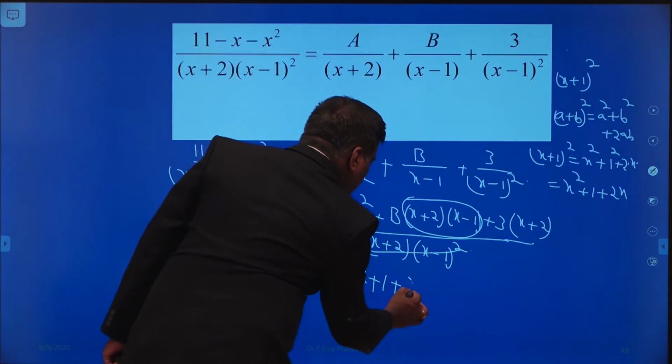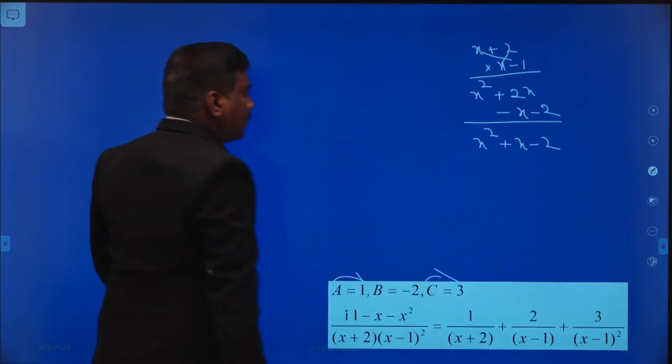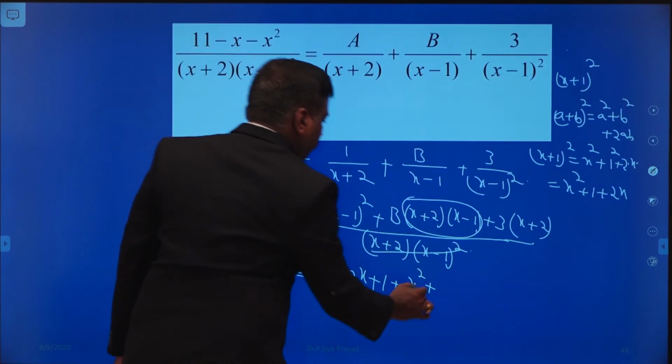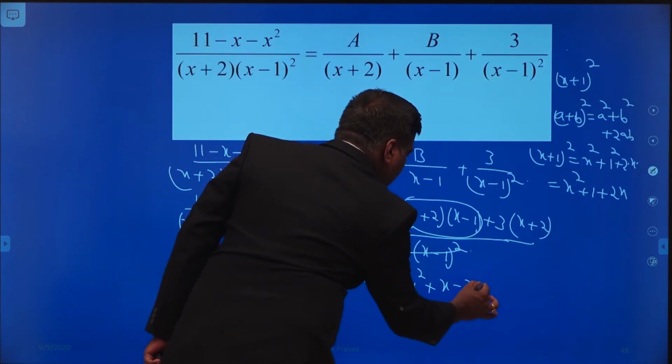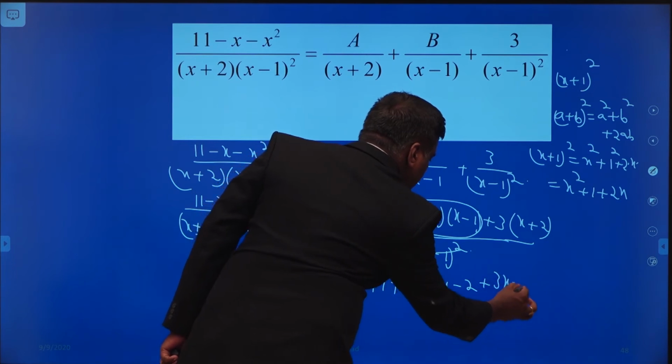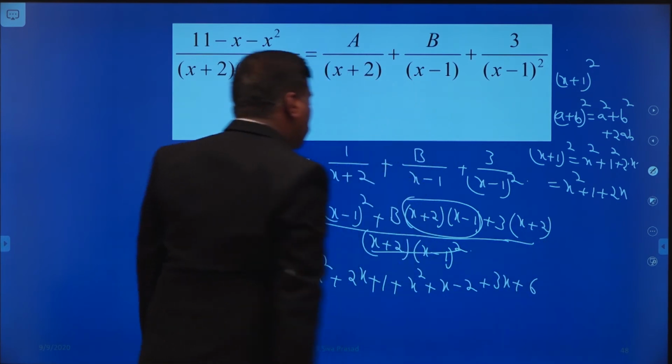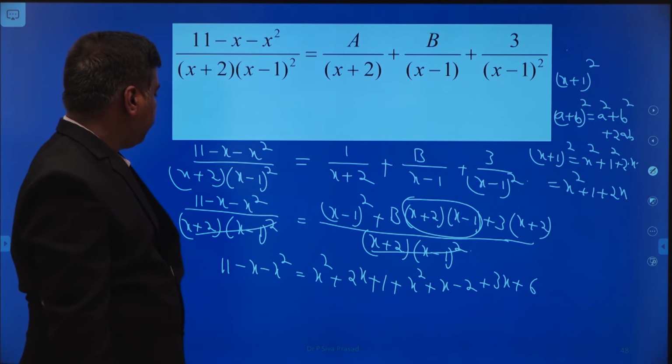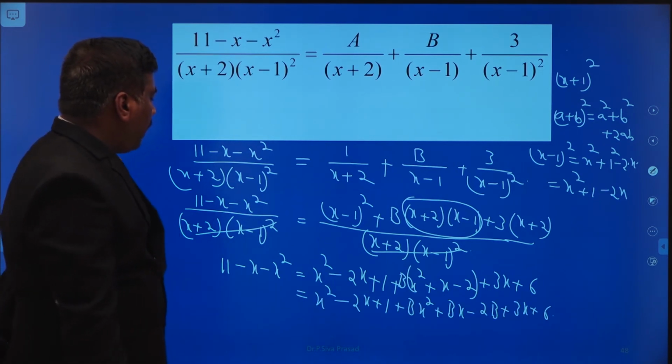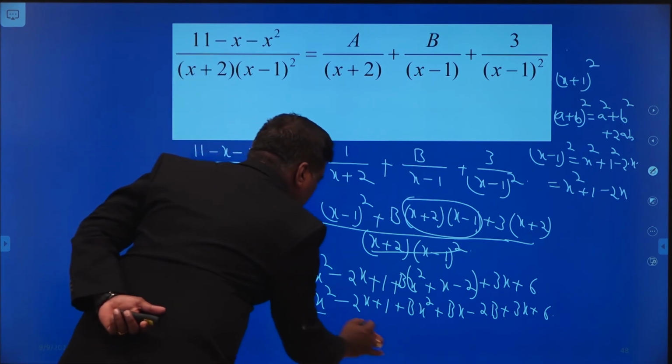After multiplying those two algebraic functions, we get x² + x − 2, plus 3x plus 3 into 2, so that is 6. Okay. Now, I want to find the value for the x² coefficient.